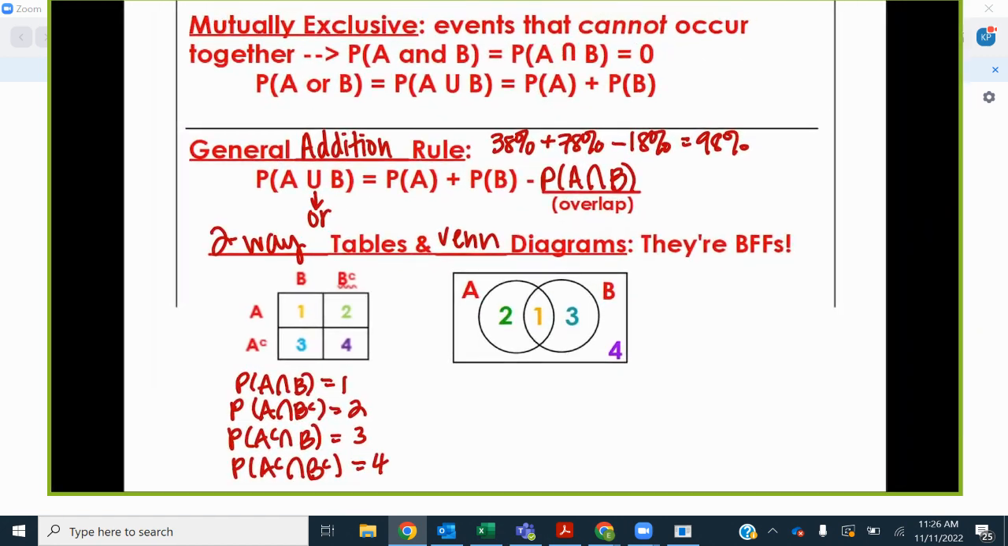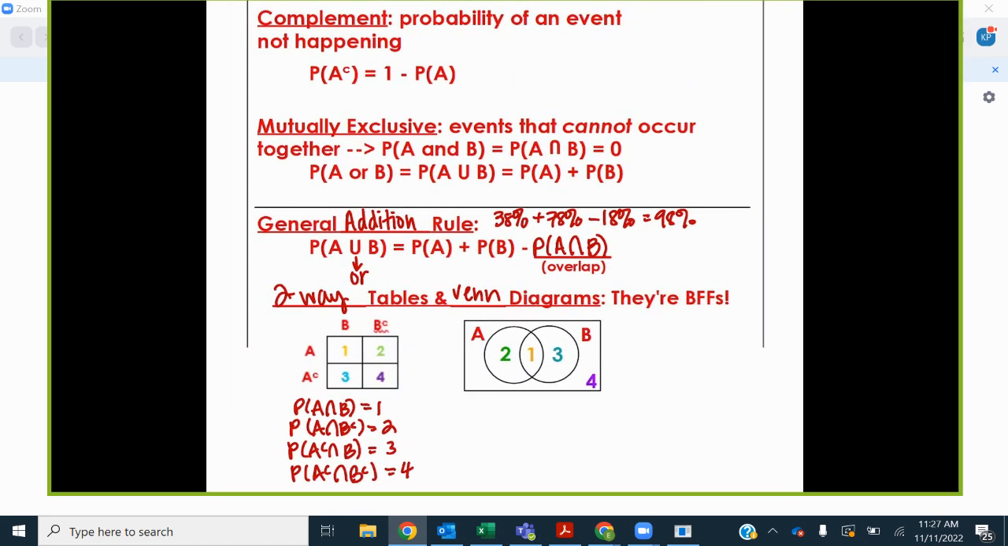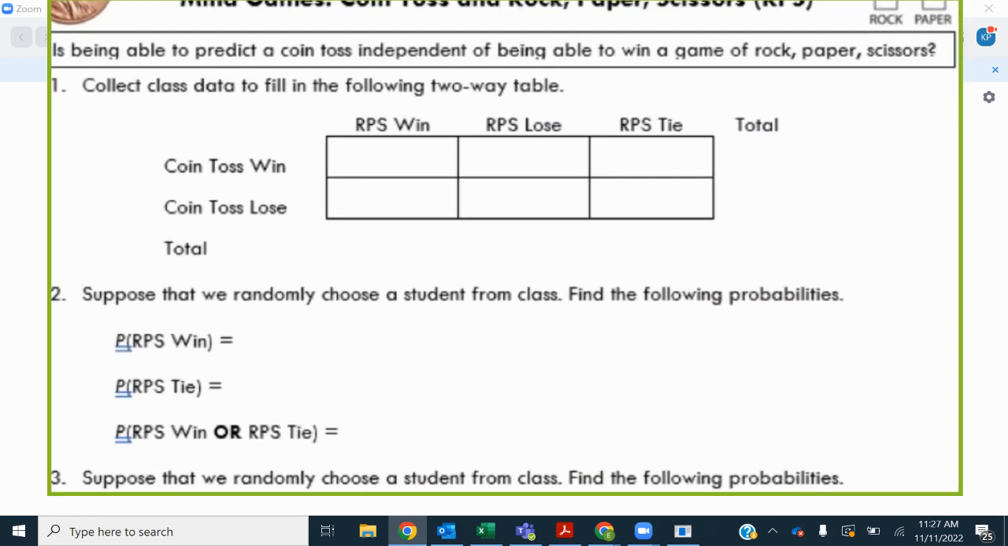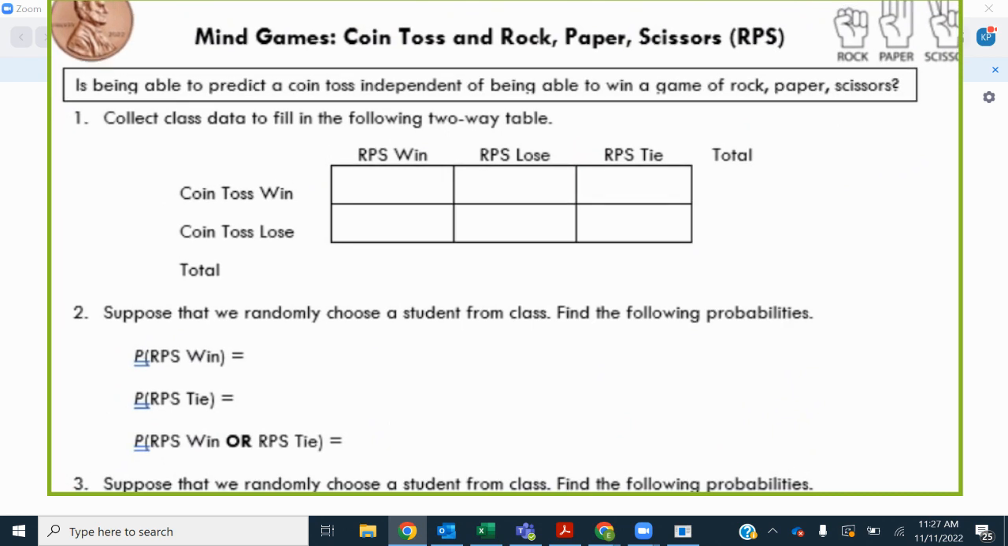All right. So that's just us finishing up the other day. I wanted to spread that out a little bit. And now we're going to move on to the mind games lesson. So coin toss and rock, paper, scissors. This one we're replacing from your packet, so just get that sheet out that we handed out last class.